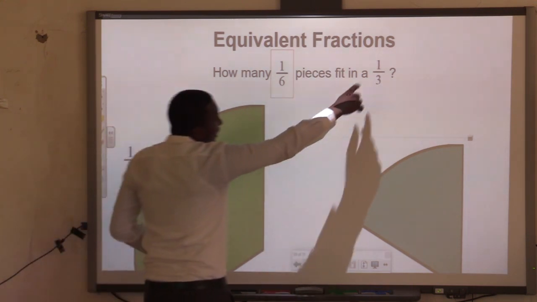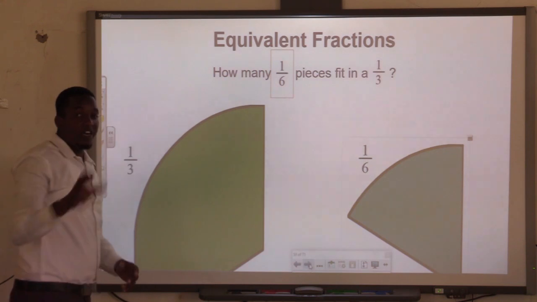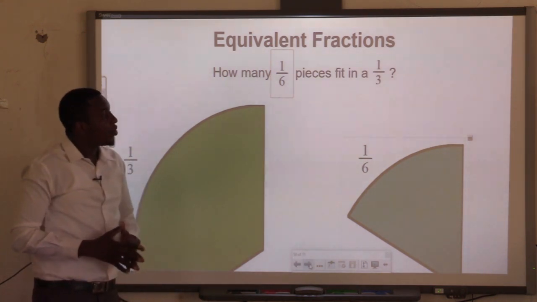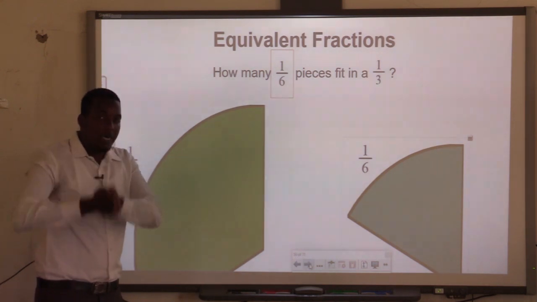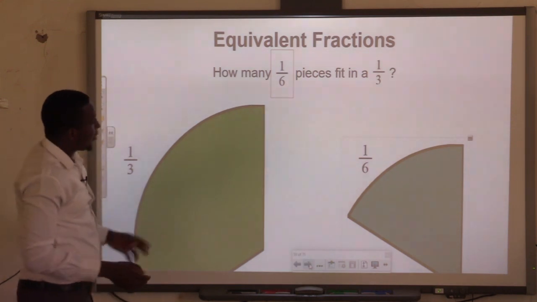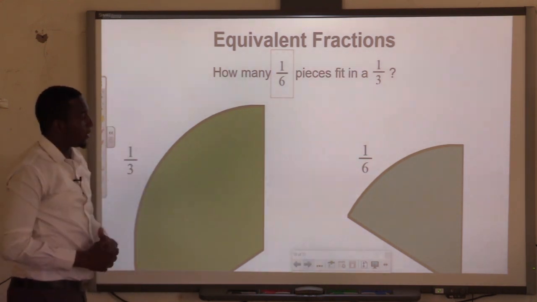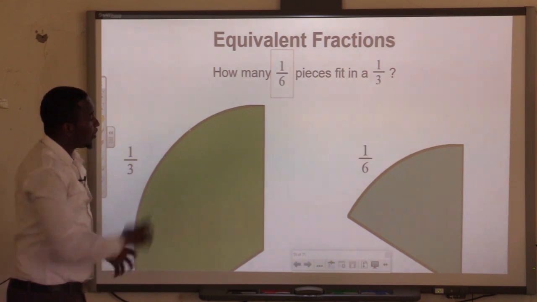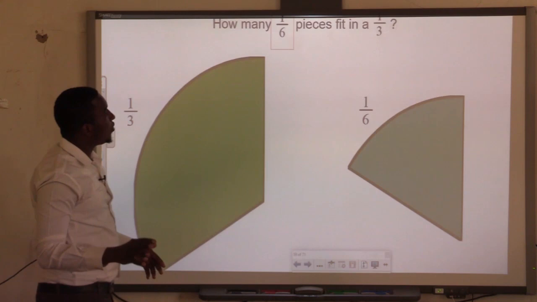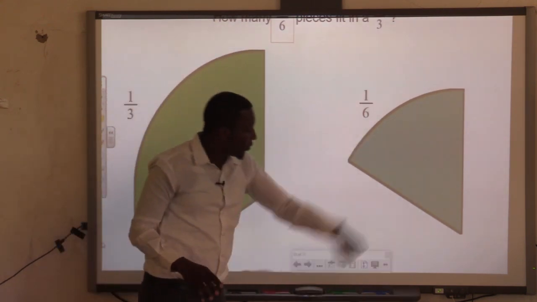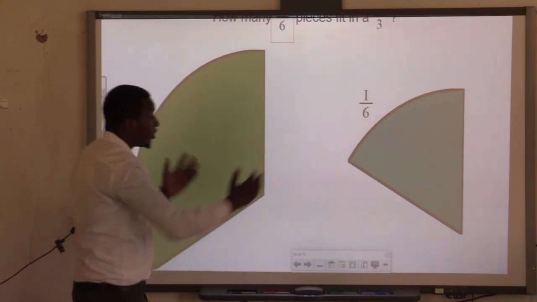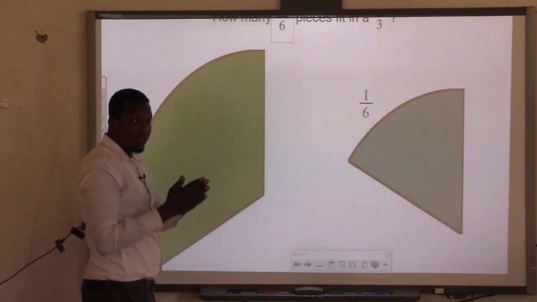The 1/3 piece here is referring to a circle that is divided into 3 equal parts. Just one of those is what we are taking. Also, we have another circle that is divided into 6 equal parts, but the two circles are equal. We put that into consideration.